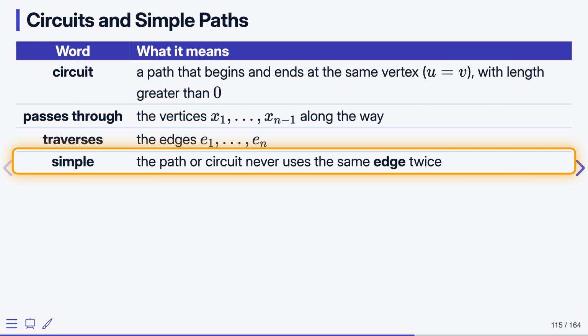And fourth, simple. A path or circuit is simple if it never uses the same edge twice. Read that carefully. The rule is about edges, not vertices. A simple path is allowed to come back to a vertex it has seen before, as long as it arrives on a new edge.